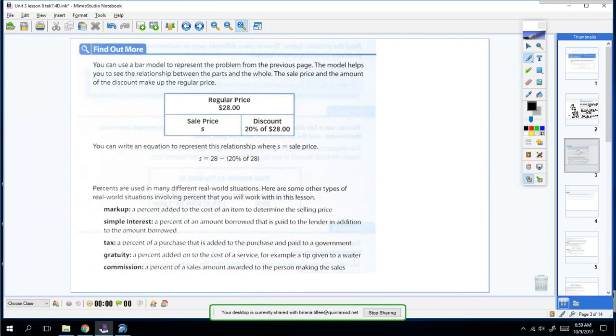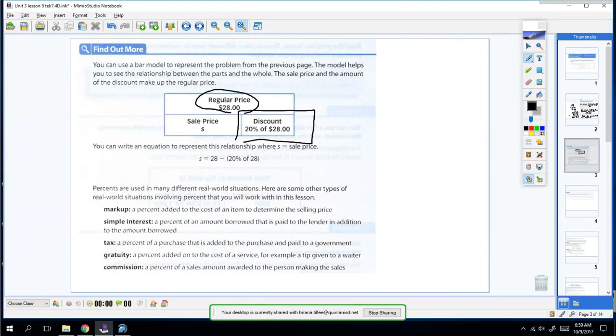So it says find out more. You can use a bar model to represent the problem from the previous page. The model helps you to see the relationship between the parts and the whole. The sale price and the amount of the discount make up the regular price. So we have the regular price, we have the sale price plus the 20% discount of the $28. So you can write an equation where S is equal to the sale price. You have the $28, here's your regular price, and then to find your sale price, you subtract the discount off of $28, and that'll give you your new price.